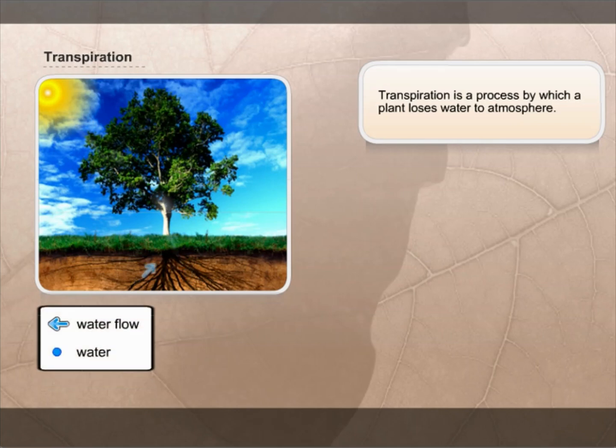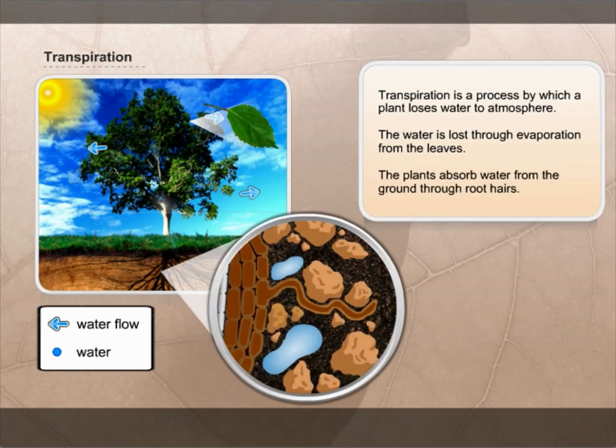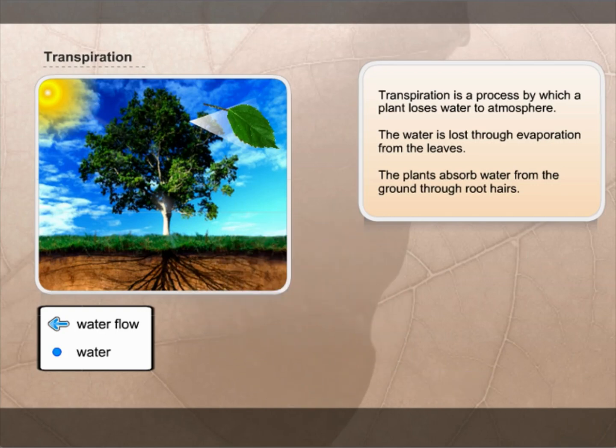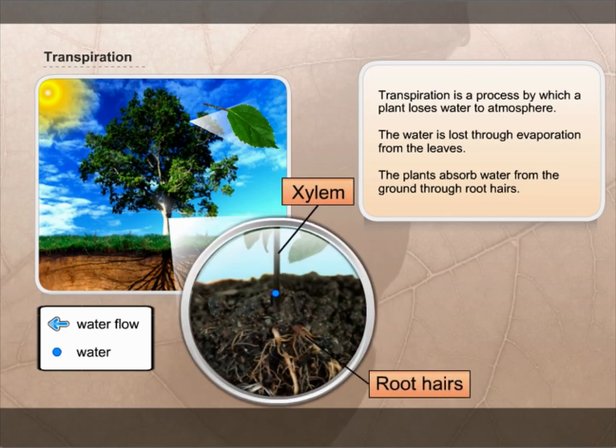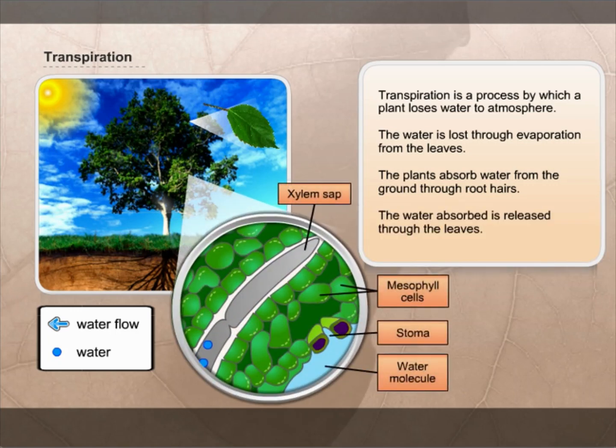Transpiration is a process by which a plant loses water to the atmosphere. The water is lost through evaporation from the leaves. The plants absorb water from the ground through root hairs. The water absorbed is released through the leaves.